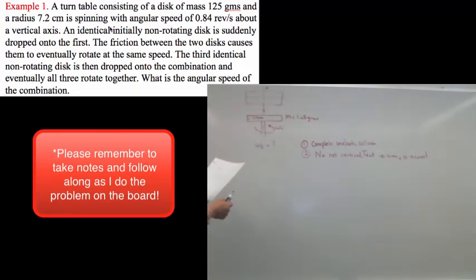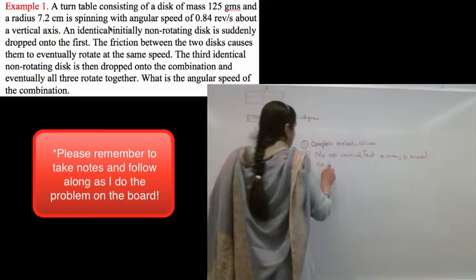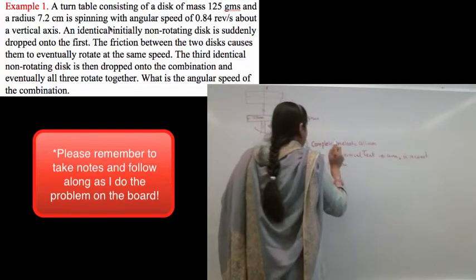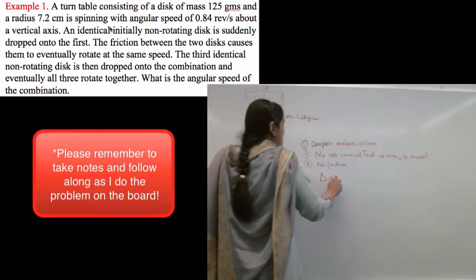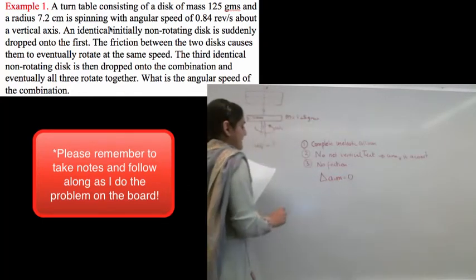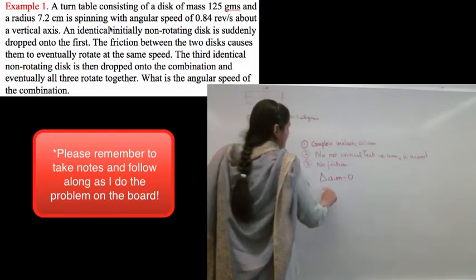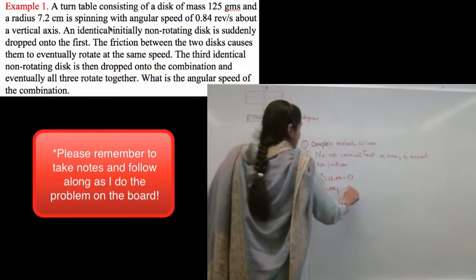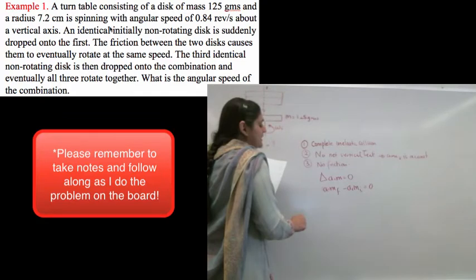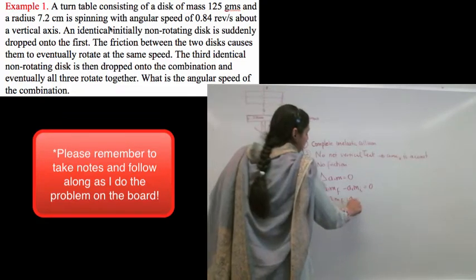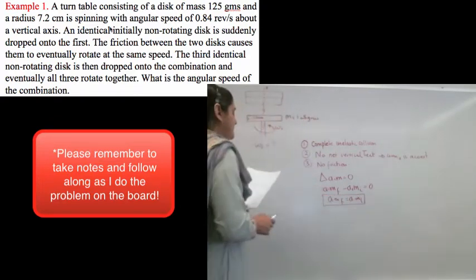We will also consider no friction. It is an idealized case. In this case, the angular momentum is conserved. So delta angular momentum equals 0. That means angular momentum final minus angular momentum initial equals 0, which means angular momentum final should equal angular momentum initial. That is my conservation of angular momentum.